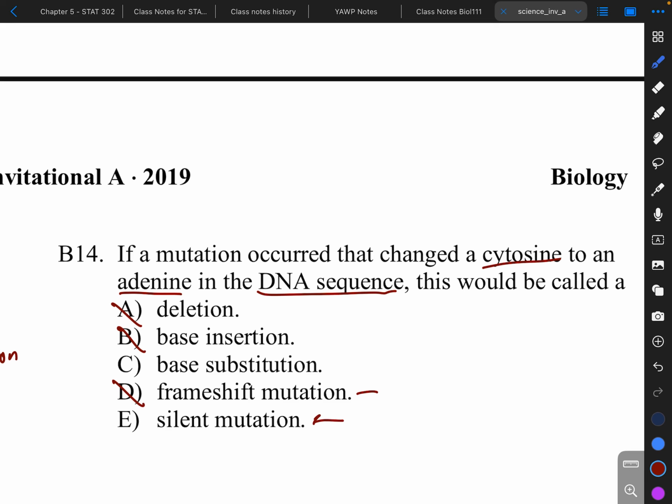As for silent mutation, this is a type of mutation where you change one base to another, but the amino acid produced does not change at all. That would be called a silent mutation. Our question does not really involve any amino acid that's being produced. It does not tell us if the amino acid has changed or not. So we can get rid of that. So the best option for 14 is C.